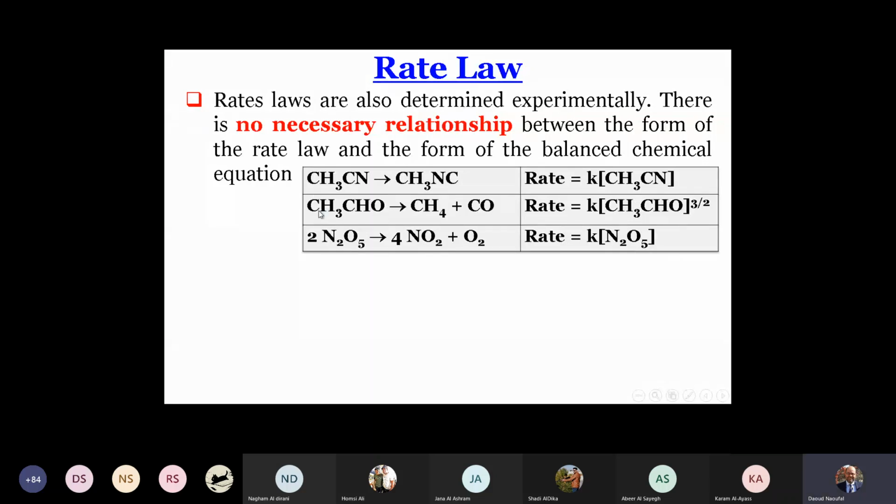So the partial order in this reaction is equal to the stoichiometric coefficient of CH3CN. In the second reaction, we observe that the partial order of CH3CHO is 3/2, and the stoichiometric coefficient of CH3CHO is 1. In the decomposition of N2O5 to NO2 and O2, the partial order of N2O5 is 1, and the stoichiometric coefficient of N2O5 in the reaction is equal to 2. So there is no necessary relationship between the form of the rate law or the partial orders and the stoichiometry of the reactants.